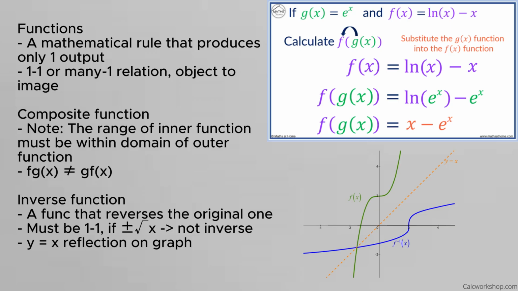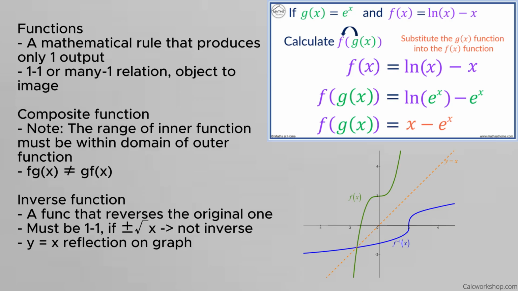Now, let's take a look at functions. What are they? Functions are mathematical rules that produce only one output, and there are those that have a one-to-one or many-to-one relation, which maps an object onto its image. And if you can see on the right, there is something called a composite function.